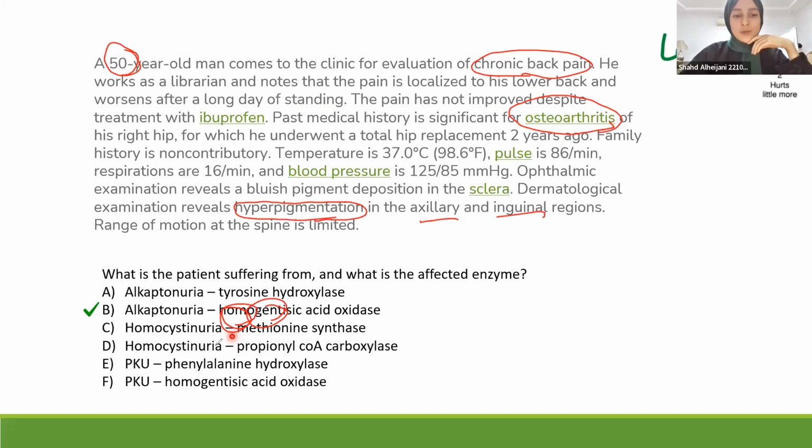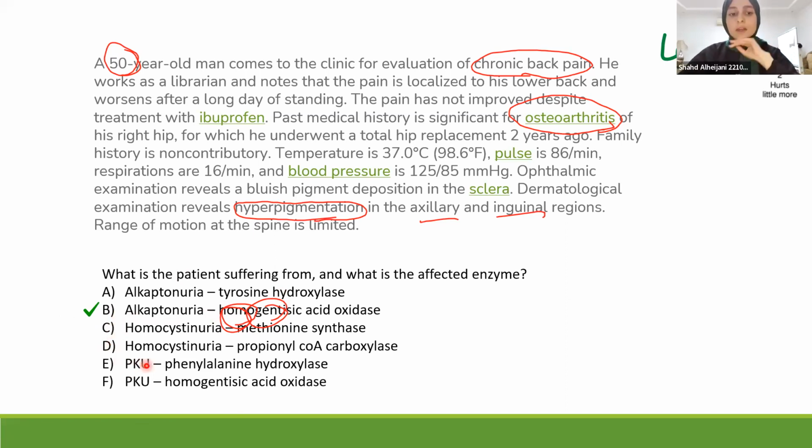Why not homocystinuria? What would be the presentation of homocystinuria? Yes, exactly, like Marfan. They would have the long limbs, they would have the thrombi clotting, and so on. So we would cancel homocystinuria, so no C and no D.